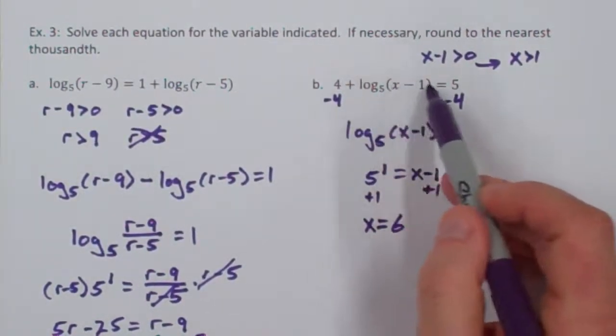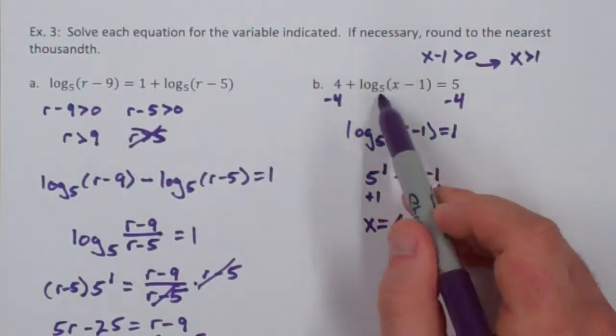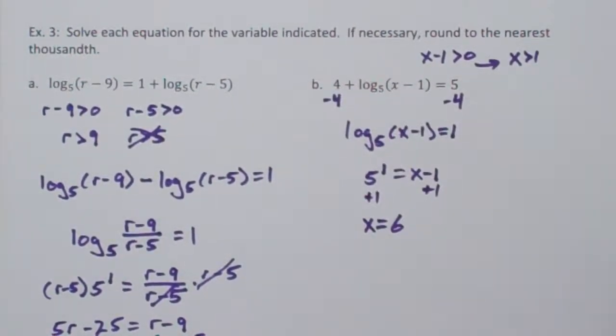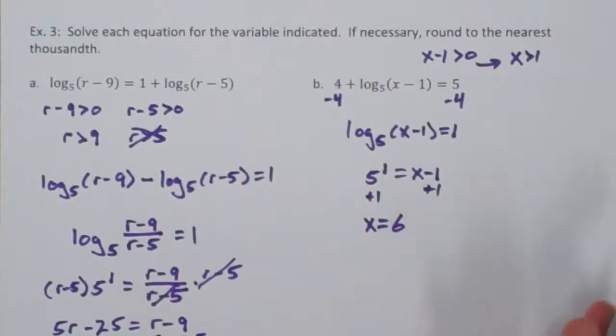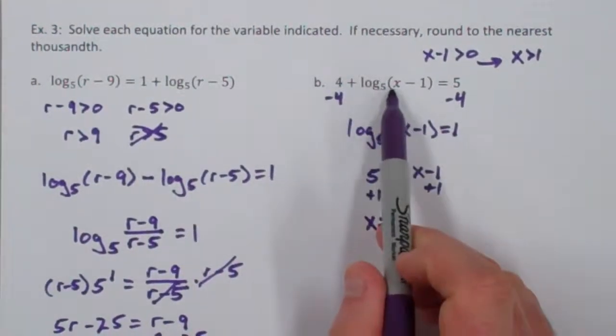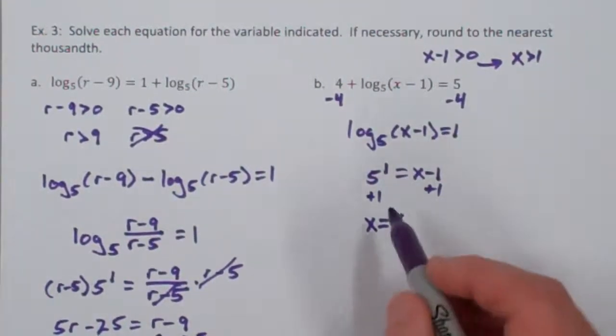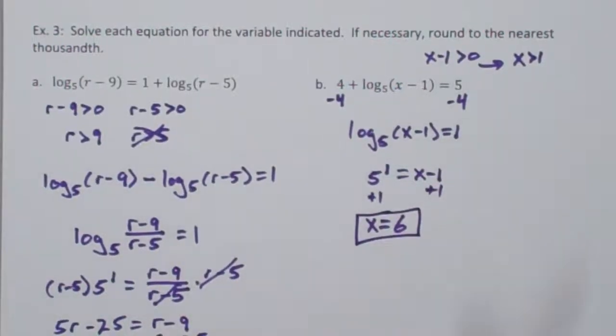6 minus 1 here is 5. 5 to the first power is 5, so log base 5 of 5 is 1, and 4 plus 1 is 5. So you can check it in your head with those easy ones, and if not, just take that value, substitute it in, and then go ahead and use your calculator to see if you've got the right value. But 6 is definitely a good one for this.